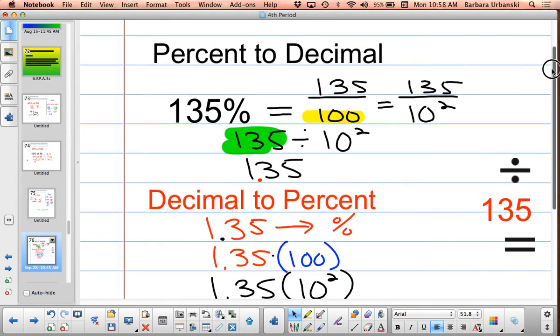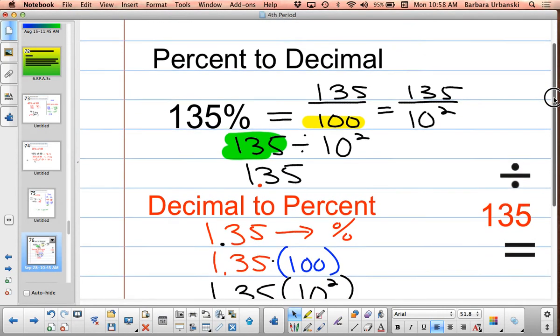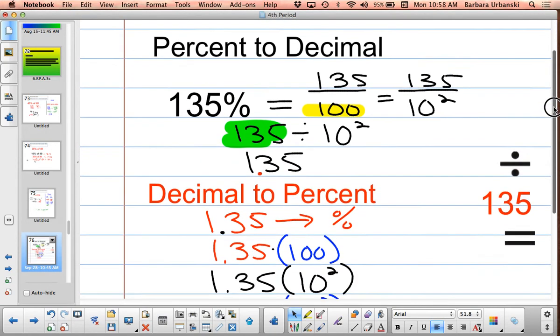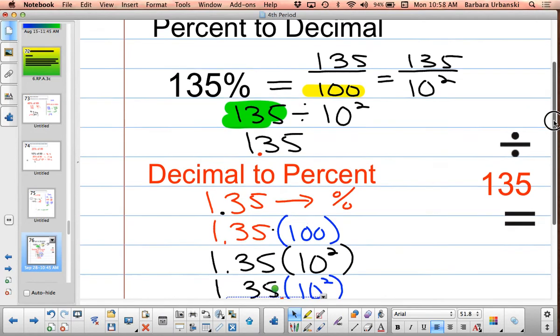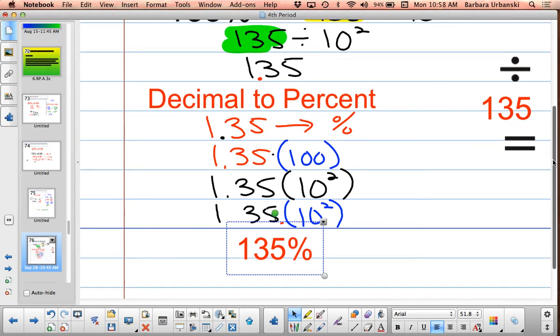And so just taking a look, percent to a decimal, we can say that we need to divide by 10 to the second power, making it smaller by 2 place values. Decimal to a percent, you take your number and you would multiply by a power of 10, 10 to the second power. It would become 2 decimal places greater, and it would be 135%. That's it.